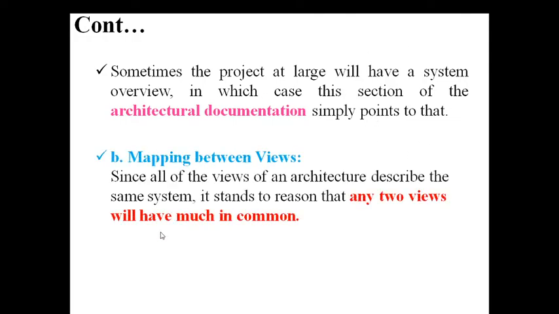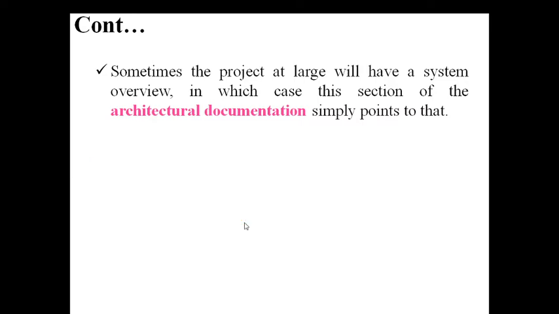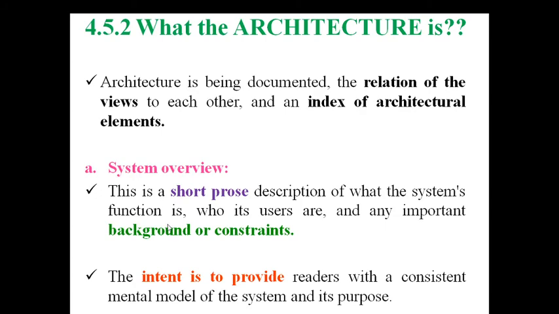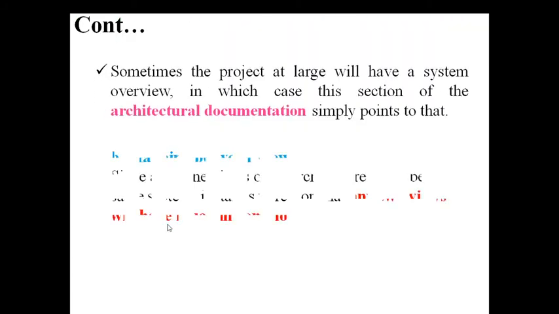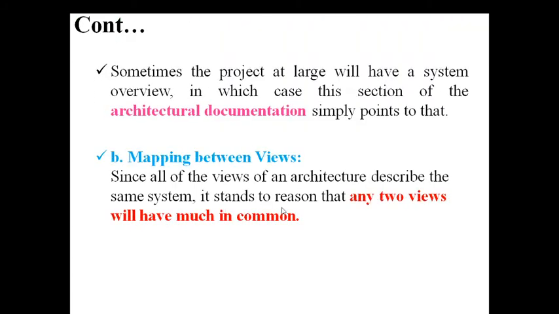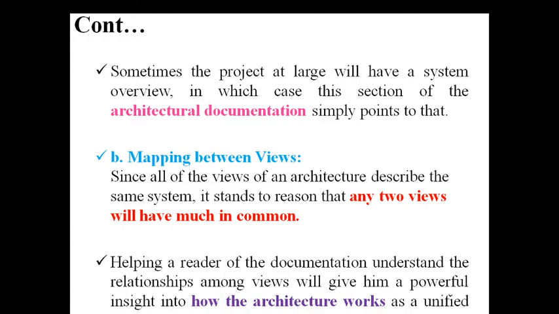Mapping between views. So another thing we have to include here is mapping between views. In this architecture, first thing what we have to include is system overview information. Next one is a mapping between views. So is there any connectivity between one view to another view? From module to component, from component to allocation, is there any connectivity? If it is, how are they going to be connected? One to one or one to many or many to many? Okay, so like that we have two things.